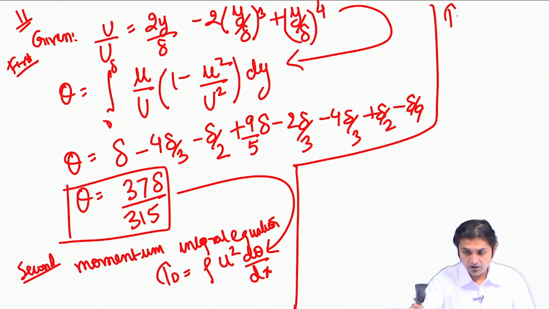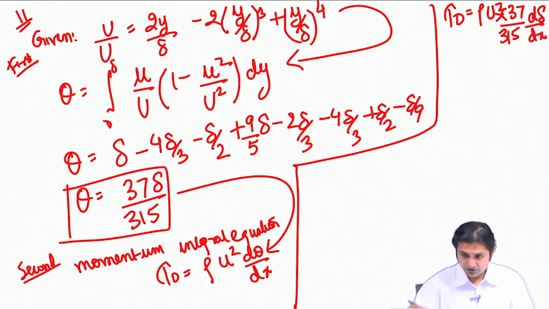So tau naught can be written as rho u square into 37 by 315 d delta by dx. Okay, so this is tau naught. All right, this is equation number 1.